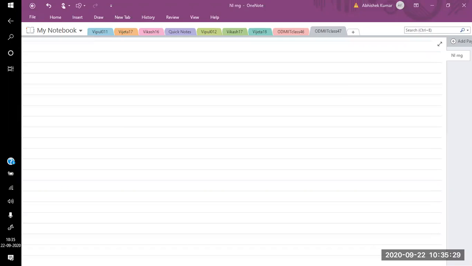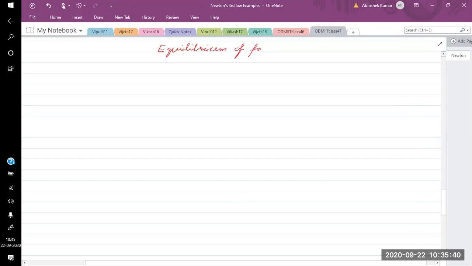The next concept we will do is equilibrium of forces and Lami's theorem. So what is this equilibrium of forces and Lami's theorem?